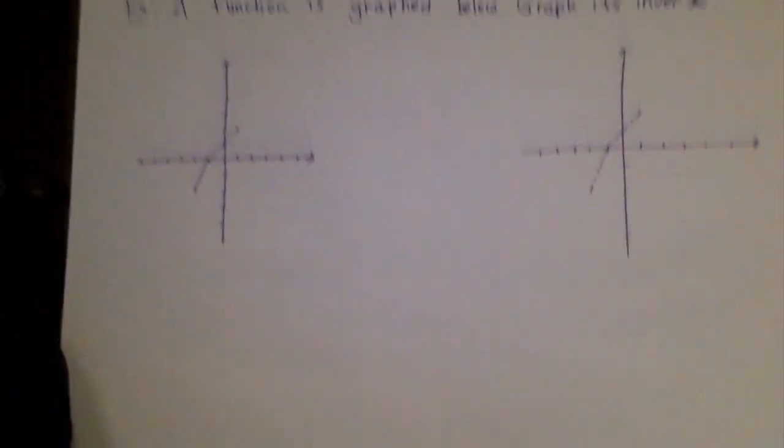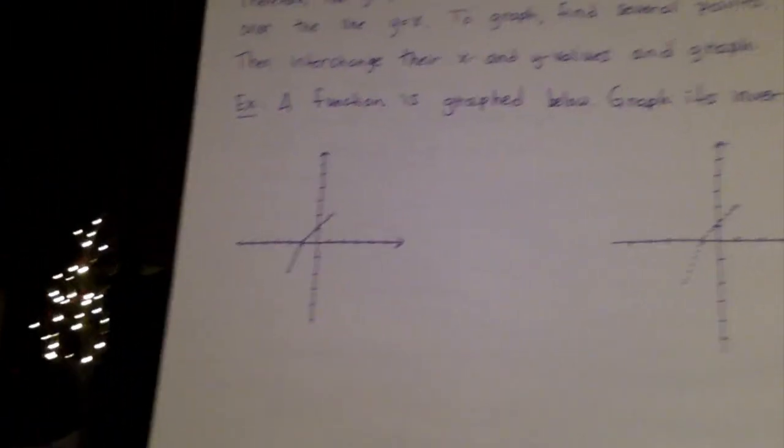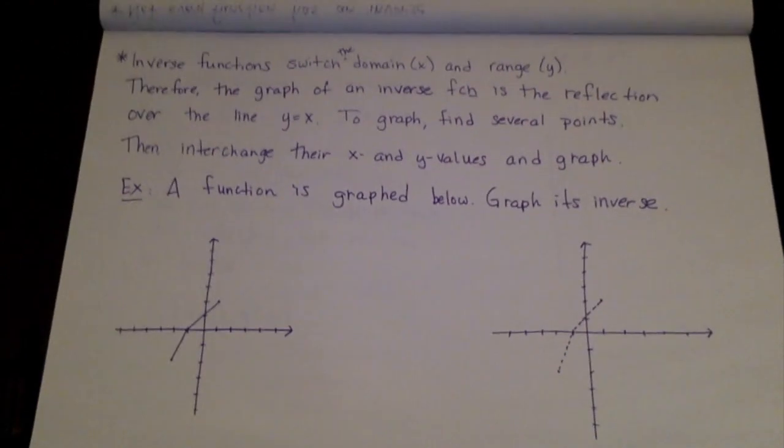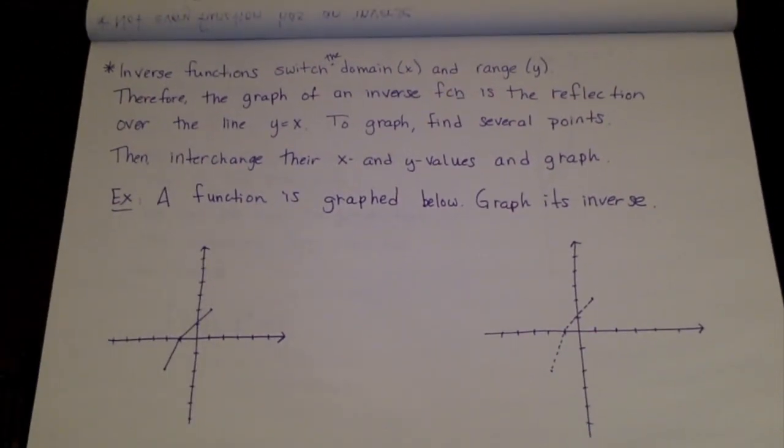Okay, well, let's talk about other things with graphs. Inverse functions switch the domain and the range. We said that in the definition. Therefore, the graph of an inverse function is the reflection over the line y equals x. To graph, we're going to find several points, then interchange x and y values and then graph them. So domain, again, represents x, range is y. If the domain and the range switch, it makes sense to take those ordered pairs and switch them.